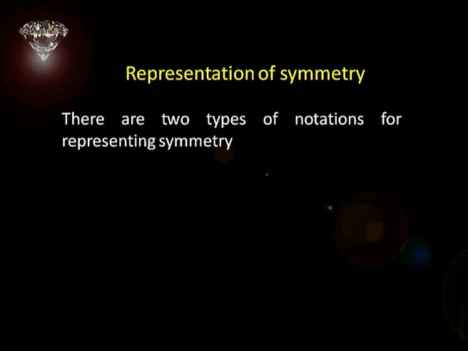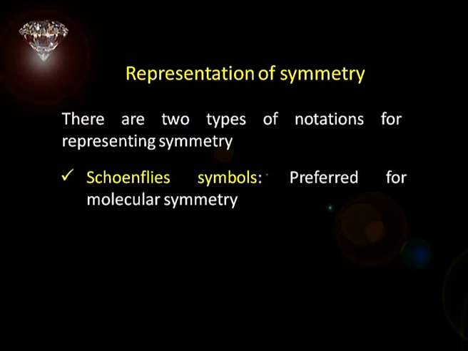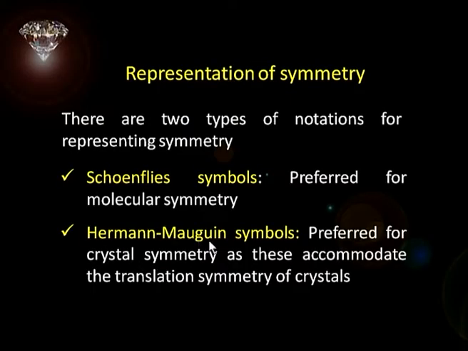We know that molecules are symmetric, so are crystals, but how do we represent such symmetry? There are 2 ways of doing that, 2 kinds of notations which have been suggested. One is Schoenflies symbols, which are preferred for molecular symmetry, what we have done in the previous session, that is C1, C2, C3 or E, sigma and so on. In the case of crystals, we use Hermann-Mauguin symbols because they accommodate the translation symmetry.